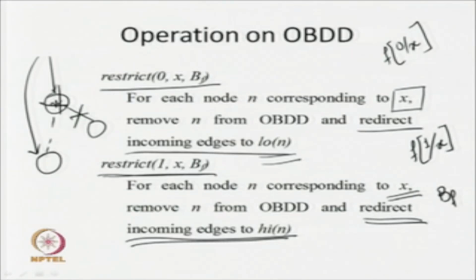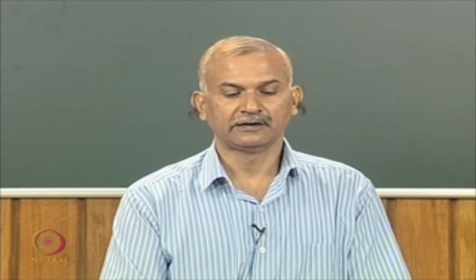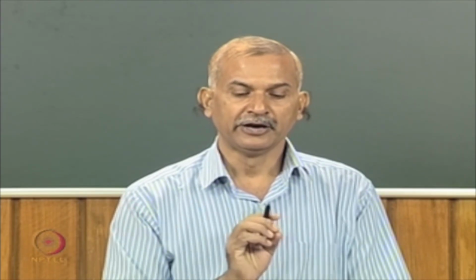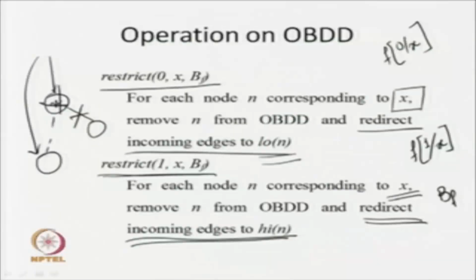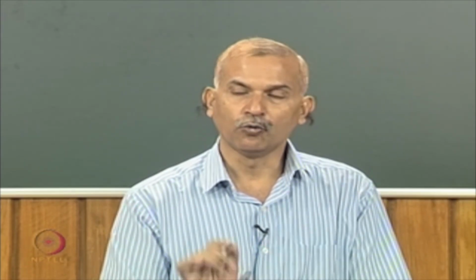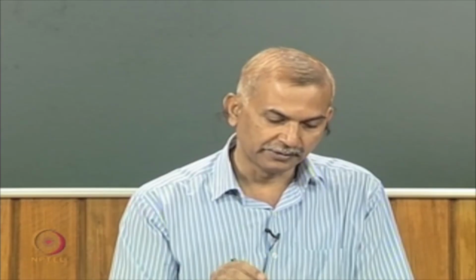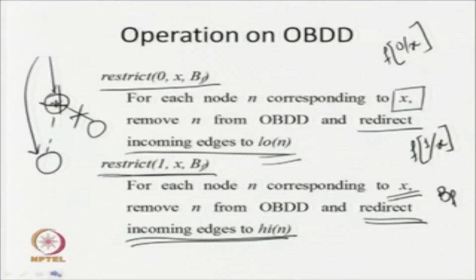We are restricting the function where x will be 0 and we are restricting the function where x will be equal to 1. So, if we have a BDD representation of a Boolean function, we can construct the restrict 0 x b f by removing all the x nodes from this particular BDD and redirecting the incoming edges to the low of n. Similarly, for restrict 1 x b f.